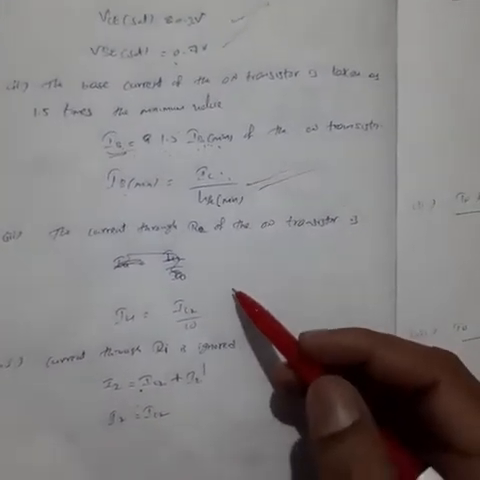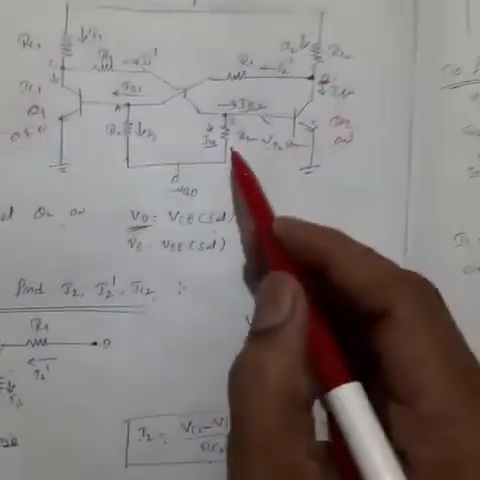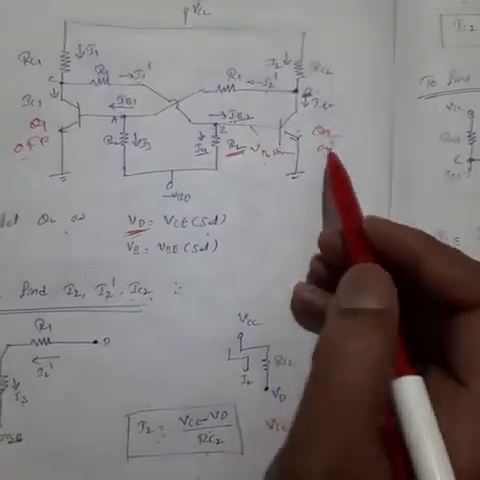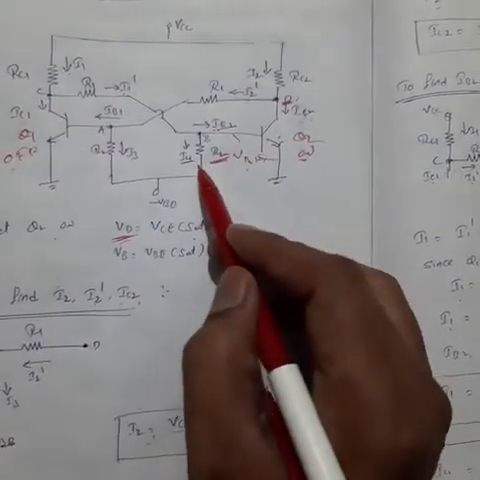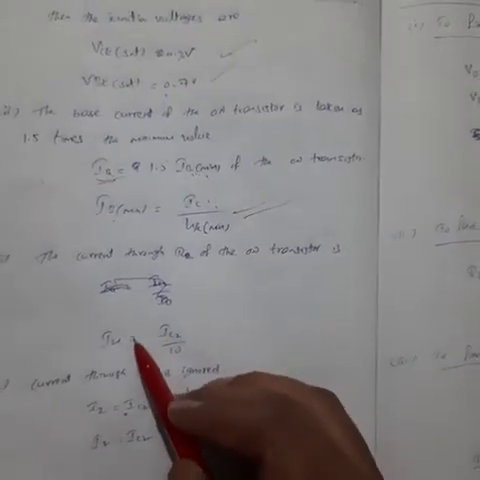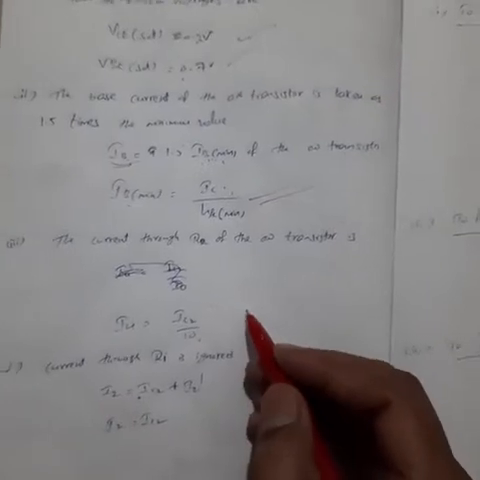And the third assumption: the current through the resistor R2. R2 is connected to the on transistor. Let us assume Q2 is on. R2 is connected to the on transistor, and we are assuming this current as I4. On transistor, I4 equal to IC2 by 10. These are the standard assumptions.